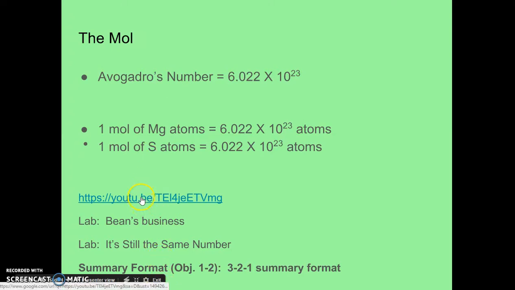I'm going to play this video clip for you right now so you can watch this as part of this screencast. The summary format for objectives 1 and 2 is a 3-2-1 summary. It's going to be kind of hard to write that much, so don't feel bad if you cannot write 3 things that you learned, because there's not much to this objective.